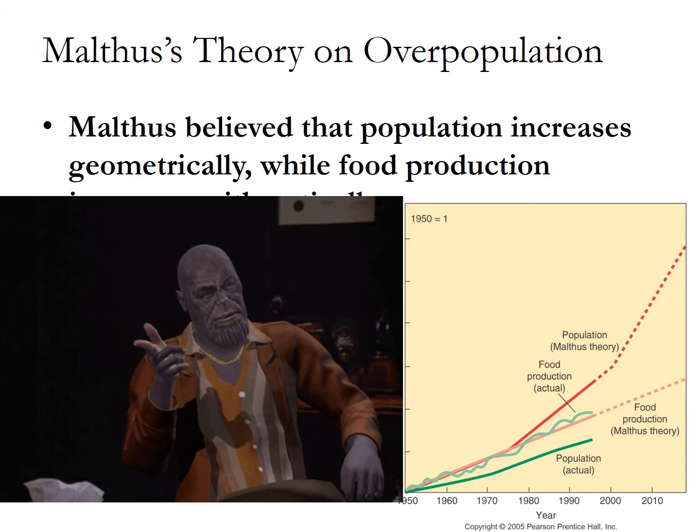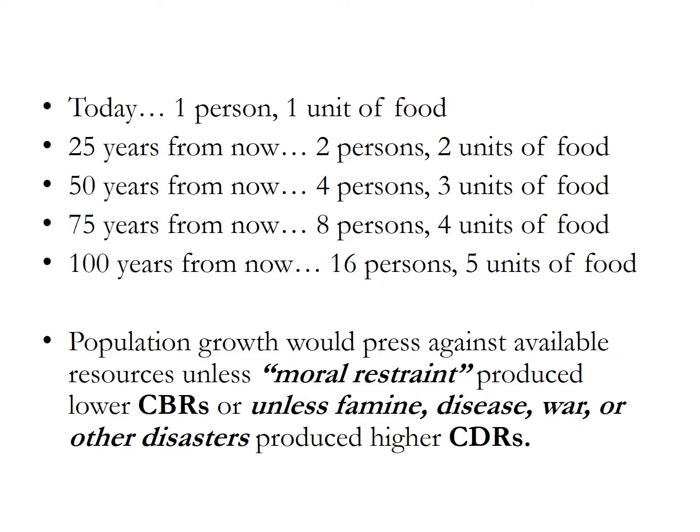He's all about that. So to give you an example of what he would think, he would say, okay, there's one person, there's 1 unit of food, but tomorrow it's going to be 2 people and 2 units of food. Then it'll be 4 people and only 3 units of food. Then 8 people and 4 units of food. And 16 to 5, because we can only create more units of food as we have more people who can work that land.